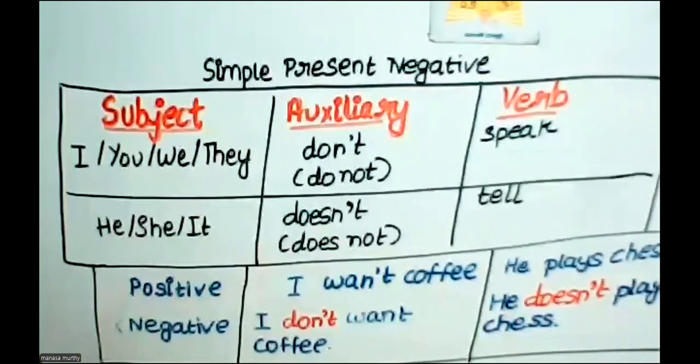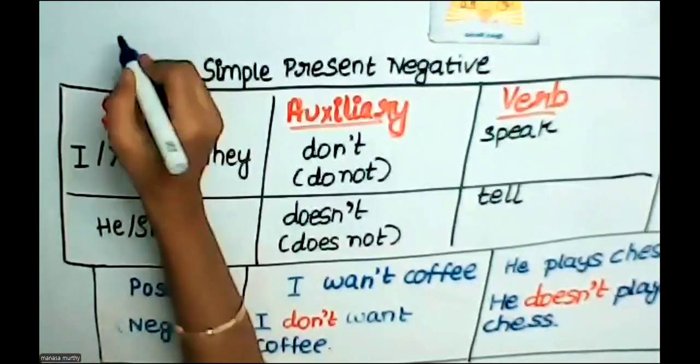Check it your end. So, I, you, we, they. Along with the subject, we add verb in positive form. What we told? Subject.